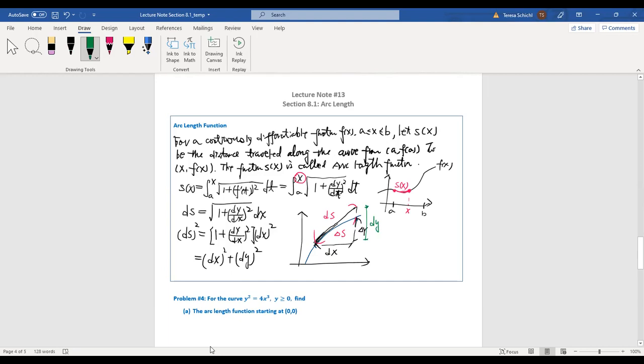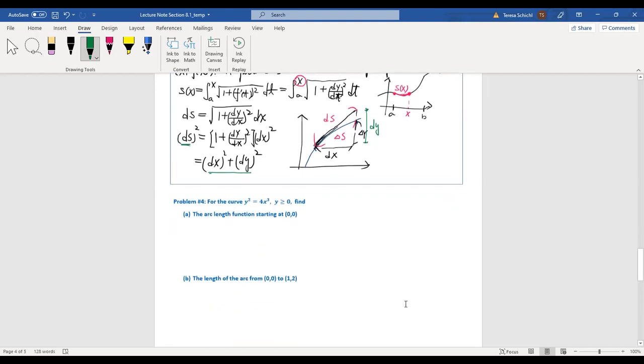So this relation is really shown by the Pythagorean theorem, right? So this is ds squared equal to dx squared plus dy squared here. Okay, that's the meaning of why we call this the arc length function. Okay, so let's take a look at problem number 4 here. The problem says, for the curve y squared equal to 4x cubed, y greater than 0, I want to find the arc length function starting at (0, 0), okay?